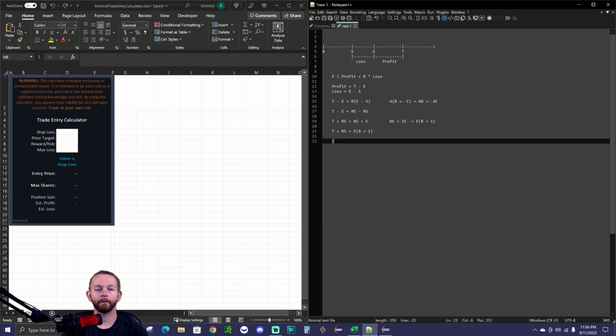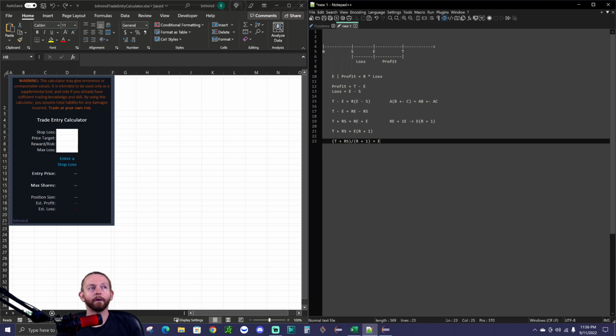So then what we end up with is T plus RS, divided by R plus 1, is equal to E. And there it is. That is the equation that I used.